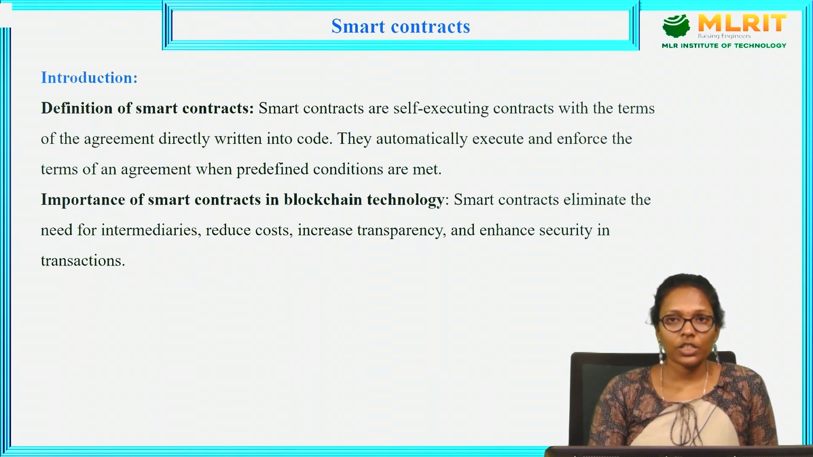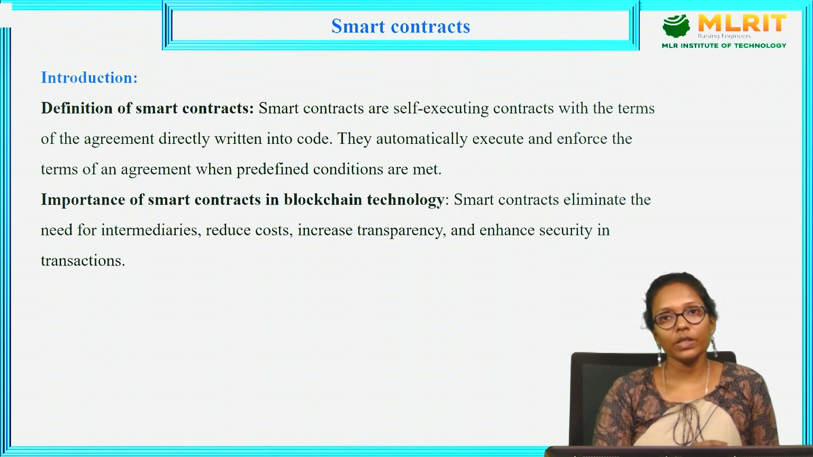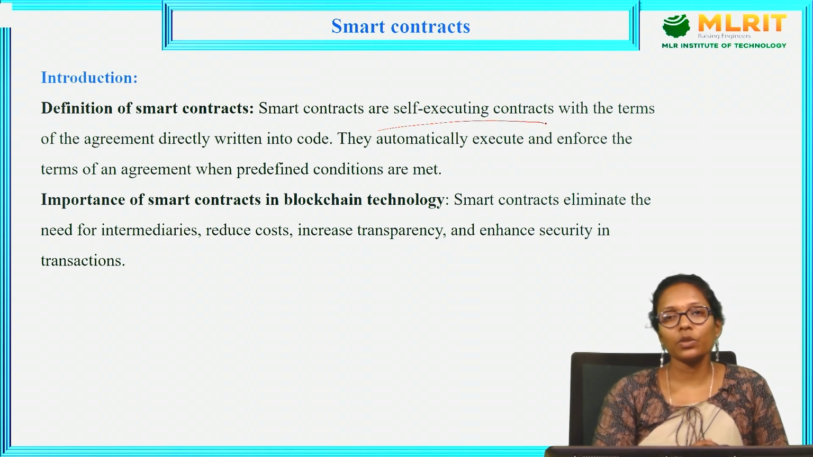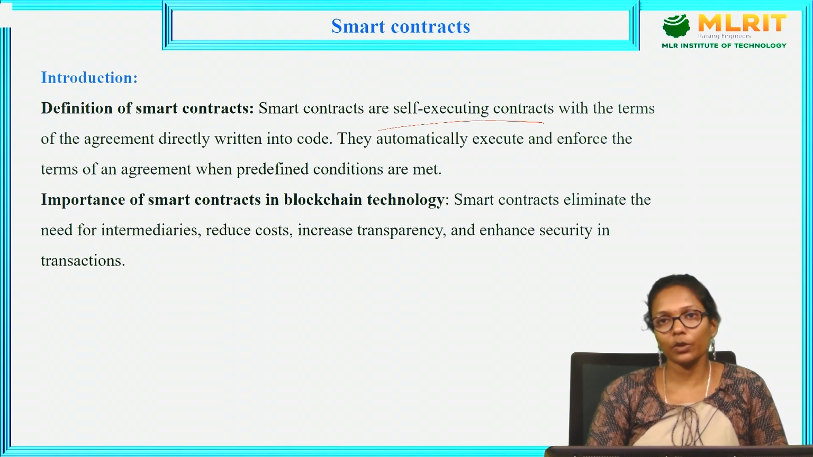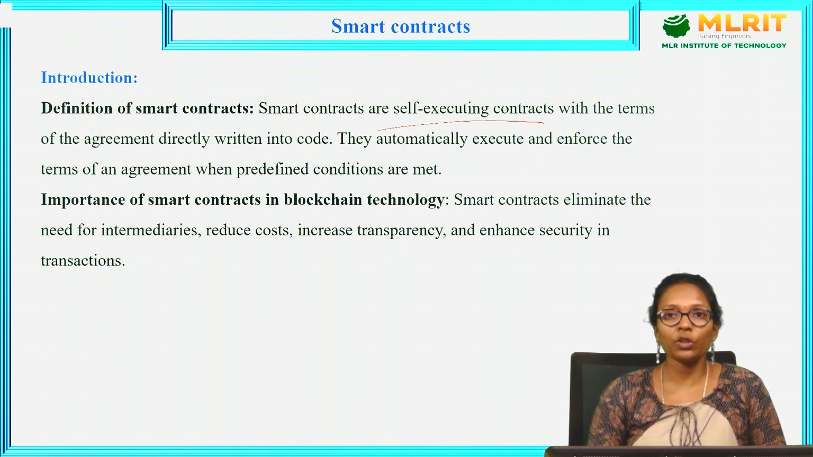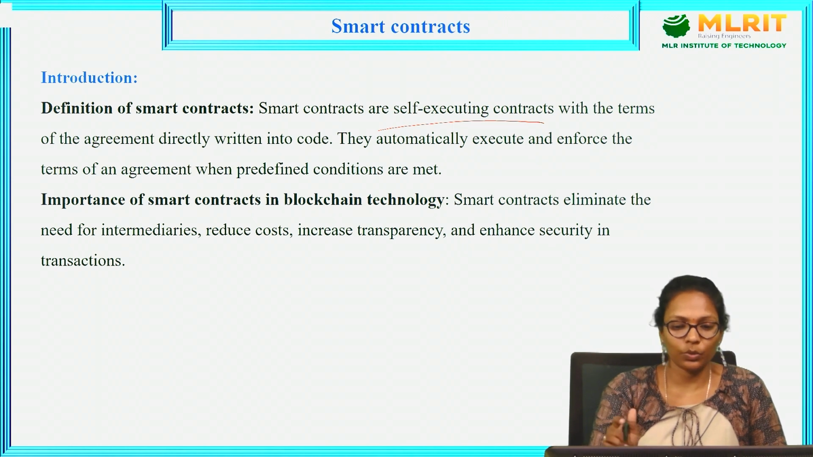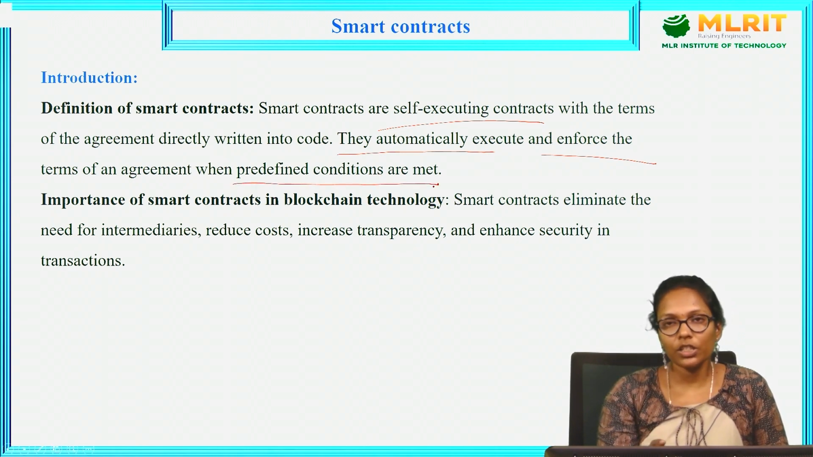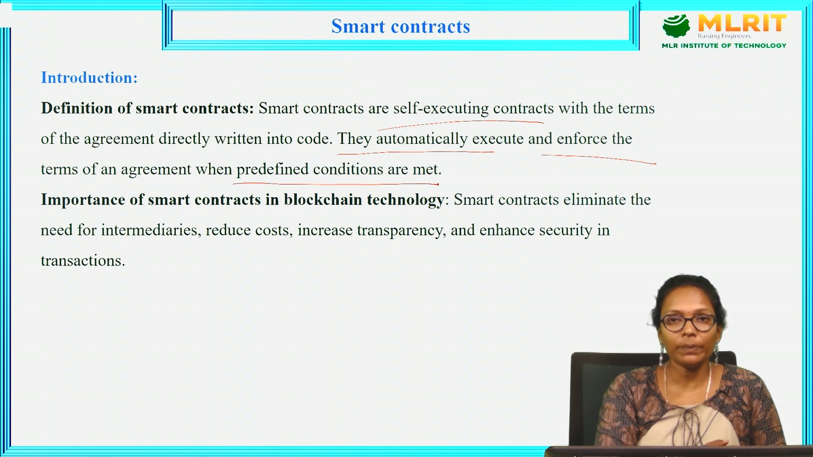Coming to the introduction, what is a smart contract? In the previous videos we have discussed smart contracts. A smart contract is nothing but a self-executing contract. It is a piece of code that will be executed automatically. Self-executing in the sense that we are not executing it explicitly; it will be executed automatically whenever a particular condition triggers. I mean, when a particular condition is true, then automatically the particular code will be executed. So they automatically execute and enforce the terms of the agreement when predefined conditions are met. So we are writing some condition, and if the condition is true, then automatically the particular code will be executed.